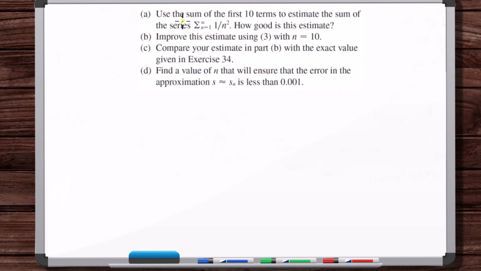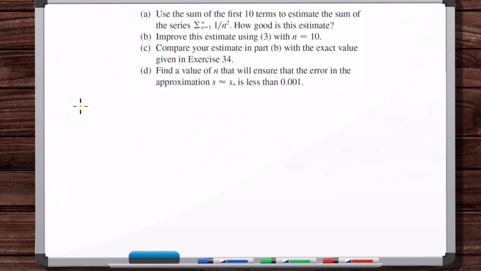Okay, so use the sum of the first 10 terms to estimate the sum of the series, n is equal to 1 to infinity, 1 over n squared, and then how good is this estimate? So we're going to do the first 10 terms, but you could imagine in practice you would put this into software, and you wouldn't just do 10 terms, you'd do the first 5,000 terms or something like that. But let's take a look at the first 10 terms.